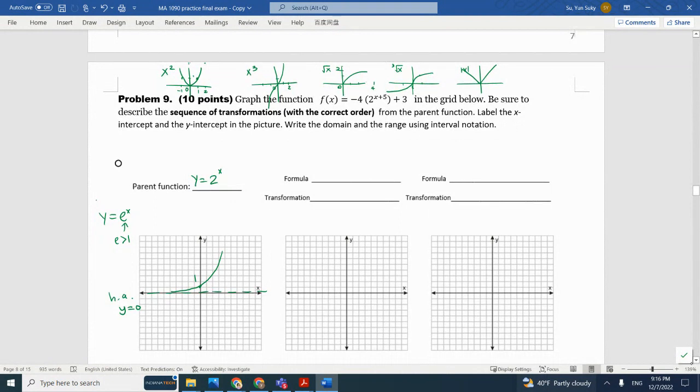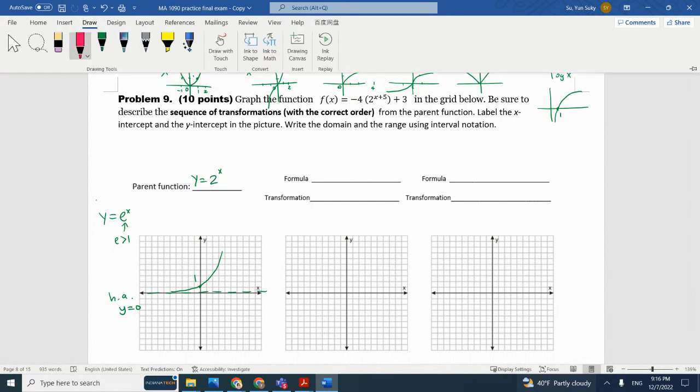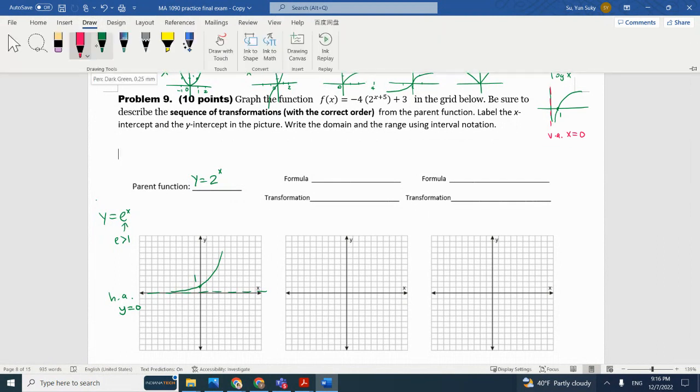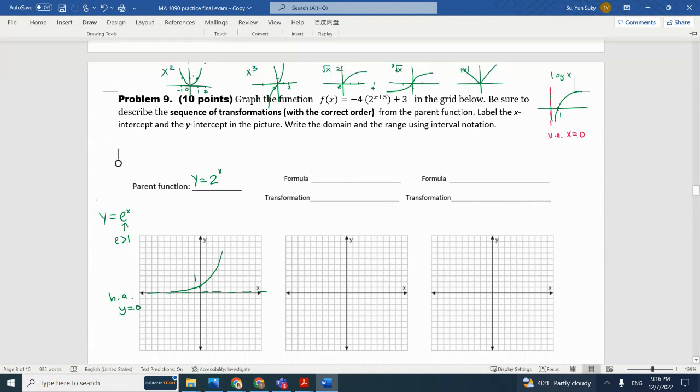How about ln? If you have log x or ln x, then the parent function will look like that. It passes through (1, 0), with the vertical asymptote x equal to 0. So you need to be familiar with all these parent functions because you don't know which one I'm going to ask in the final exam. Be prepared for all of these types.